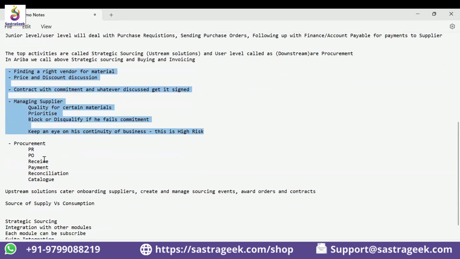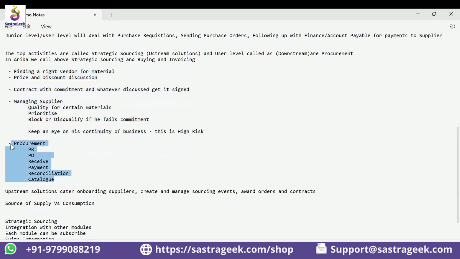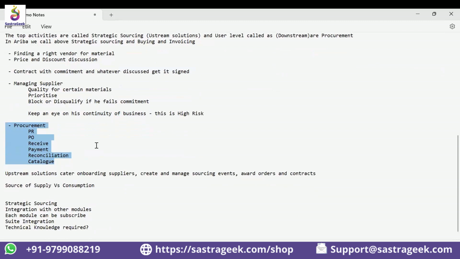Coming to the procurement side, we have PR, PO, receipt, payment, reconciliation, catalogs. These are all downstream solutions, or what we call buying and invoicing solutions.